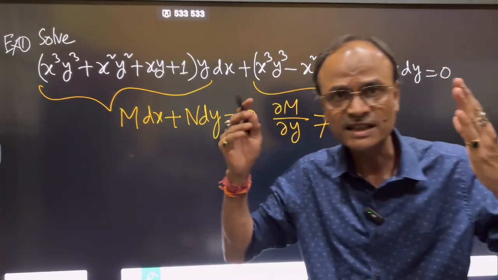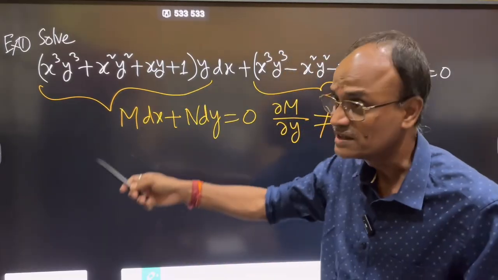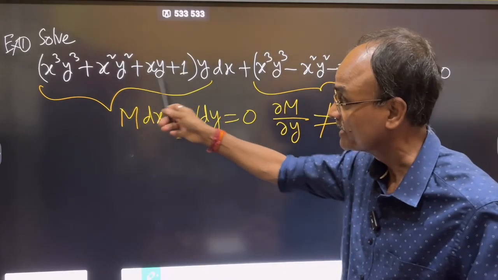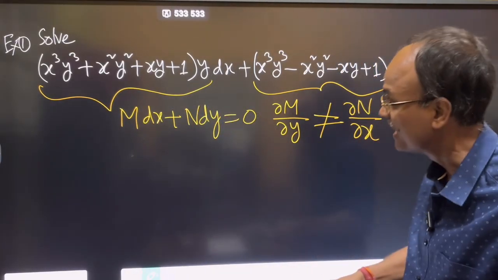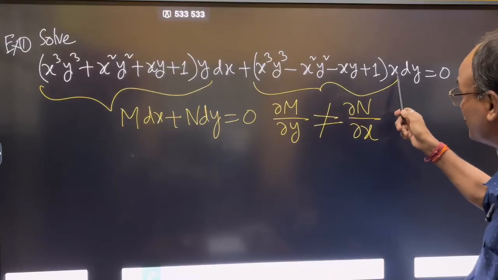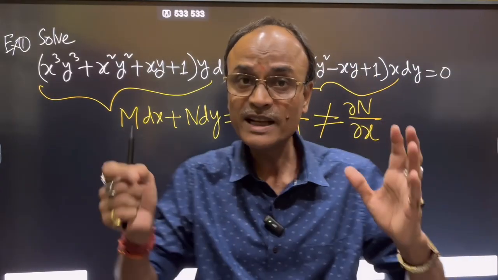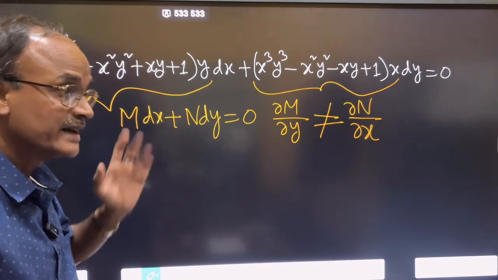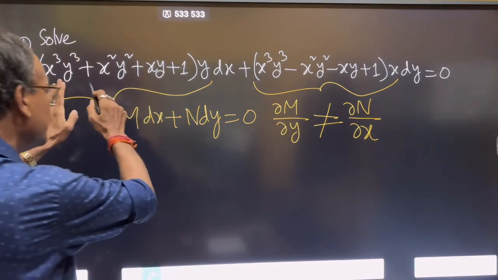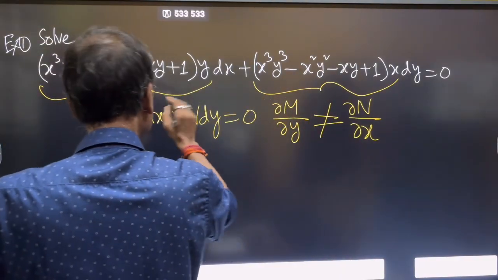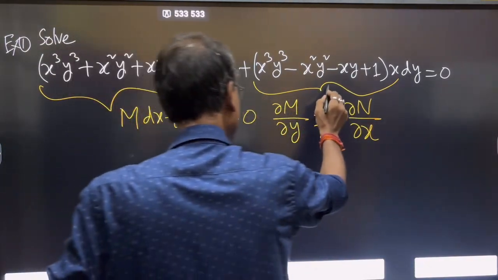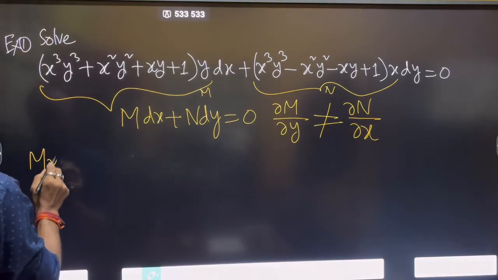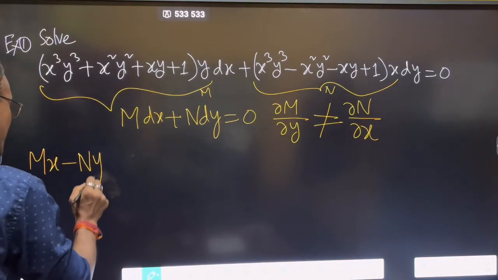But if you see carefully, this differential equation has been expressed in the form a function of x and y into y dx plus a function of x and y into x dy. Then we find, this is M and this is N. We find Mx minus Ny. What is Mx minus Ny?